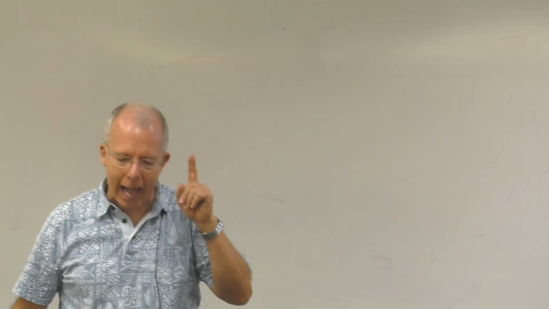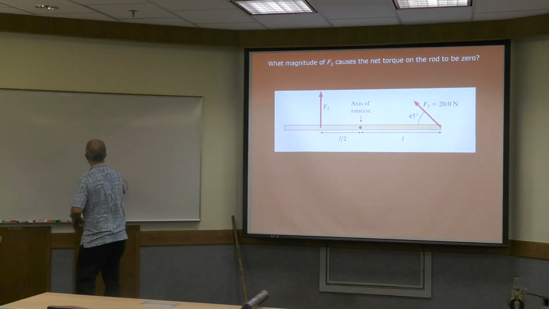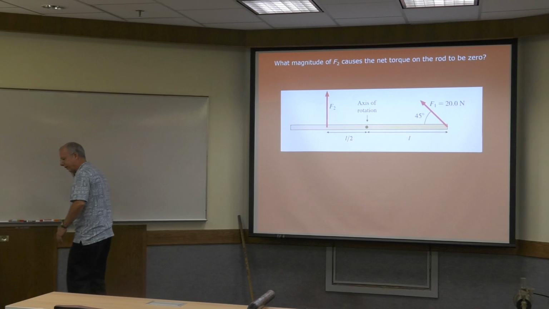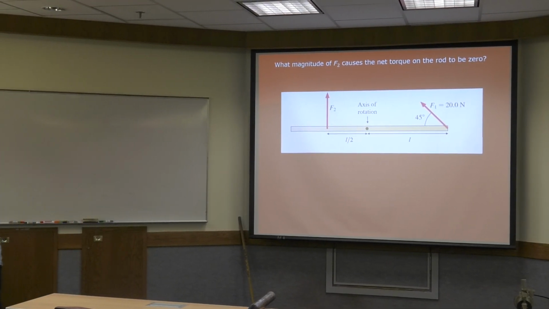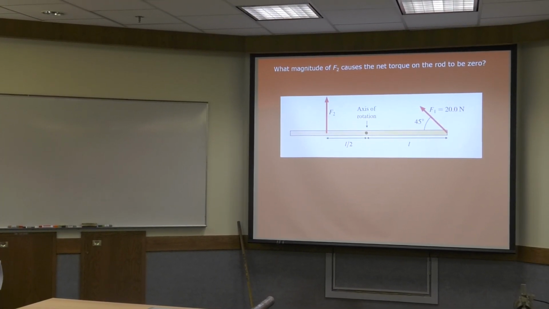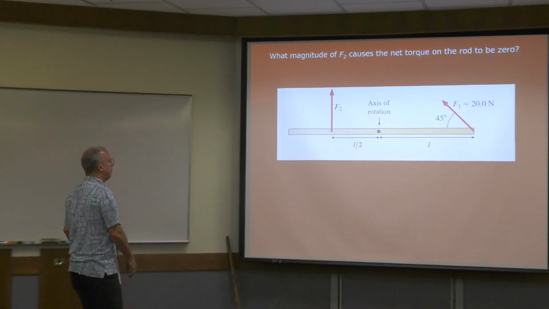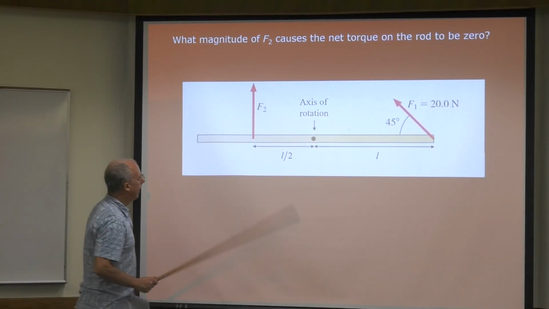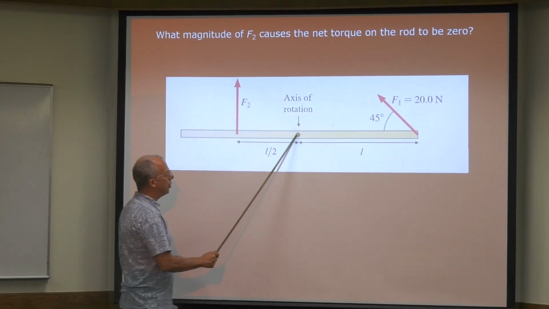So remember, clockwise, negative, counterclockwise, positive. Most people think it should be the opposite. Right? So counterclockwise, positive. Clockwise, negative. Okay, let's do an example. Here you have this beam, and you have an axis of rotation right there.